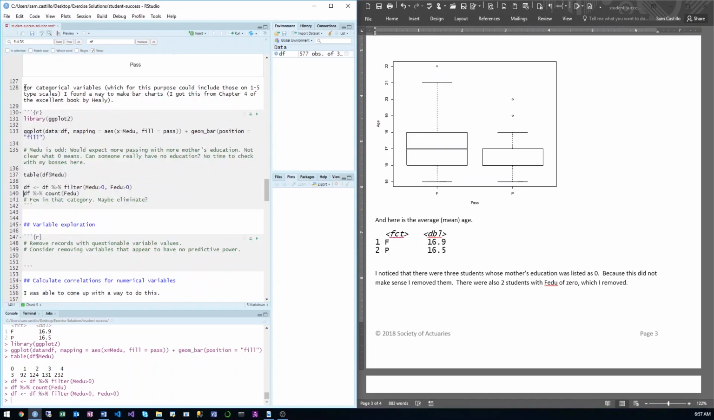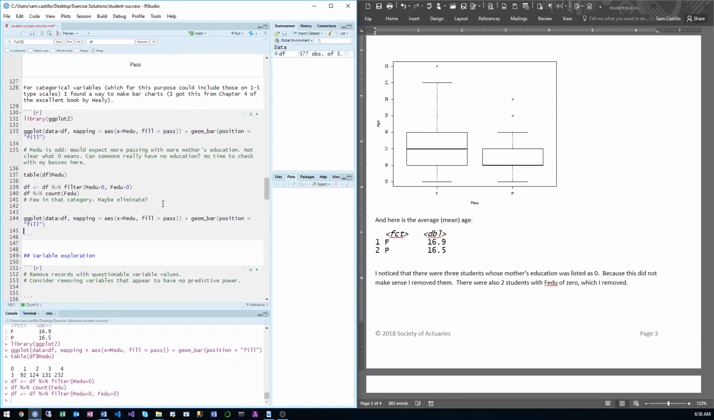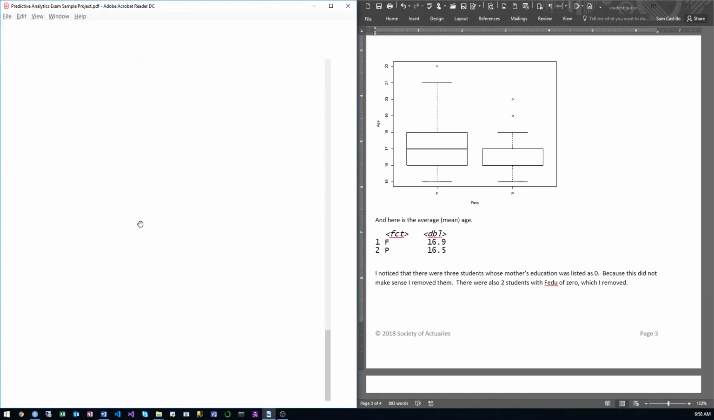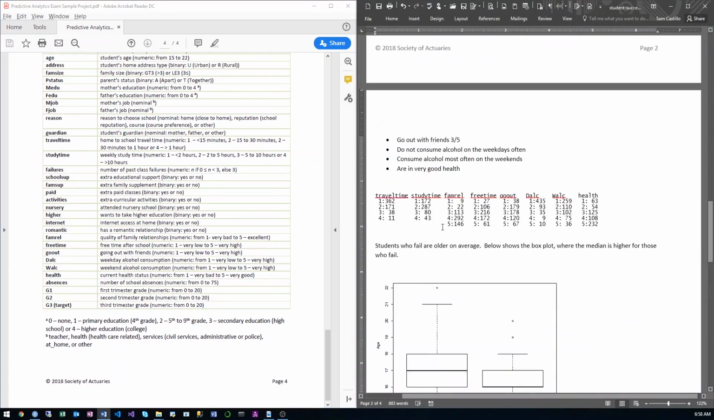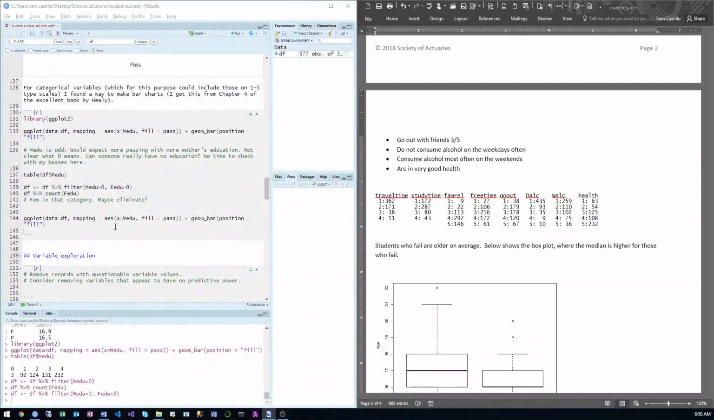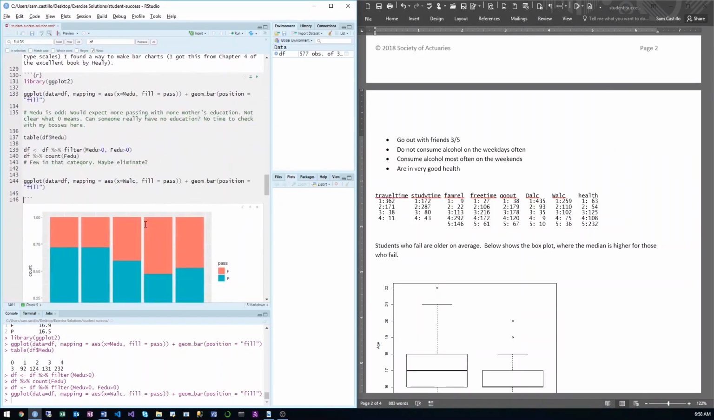So this says for categorical variables, which for this purpose could include those on 1 to 5 type scales, I found a way to make box plots. So they expect you to do this for the other categorical levels that are on the scales of 1 to 5, which is what we have already looked at here. But if they give you something, it's always a good idea to show that you know how to use it. Like, let's look at weekend alcohol consumption.